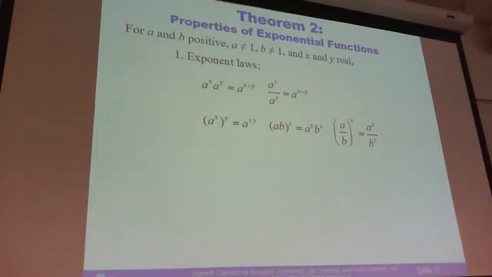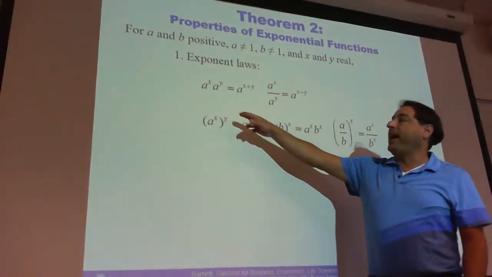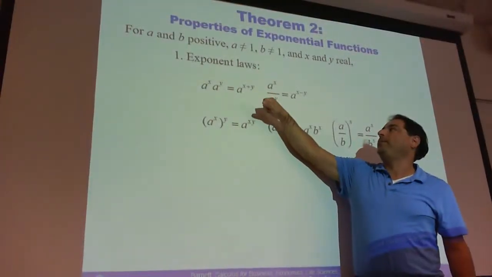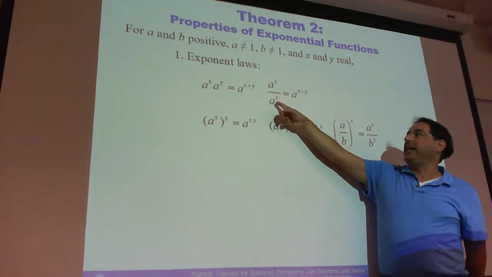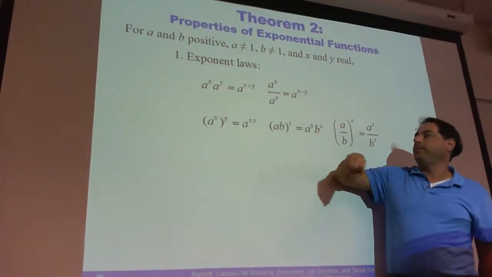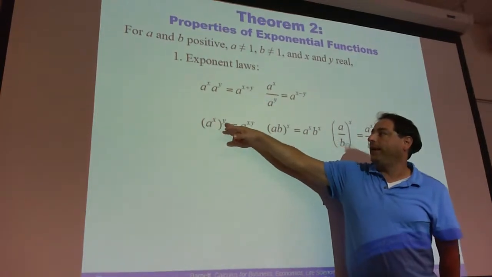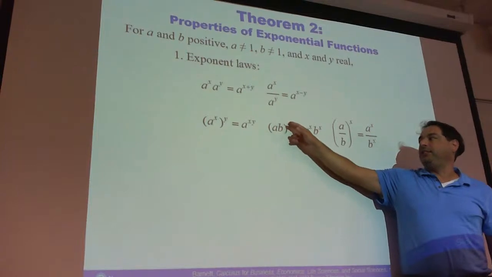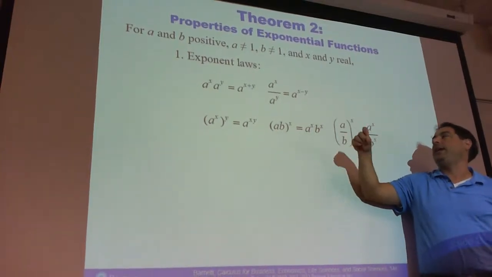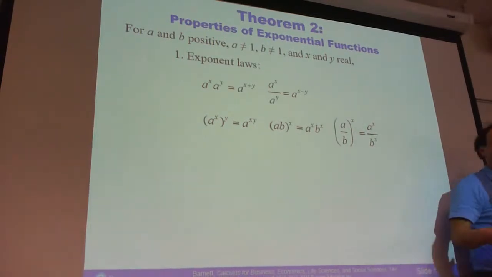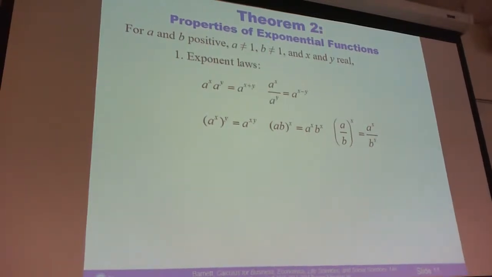You already hopefully did Appendix A, so you remember your exponent rules. If I had a to the x times a to the y, that's a to the x plus y. If I had a to the x divided by a to the y, that's a to the x minus y. If I had a to the x raised to the y, that's a to the x times y. If I had ab raised to the x, that's a to the x times b to the x. And a over b raised to the x is a to the x over b to the x. Exponent rules, things hopefully you remember.